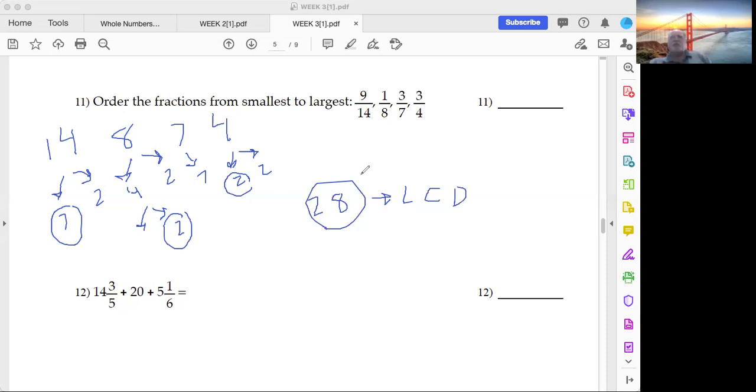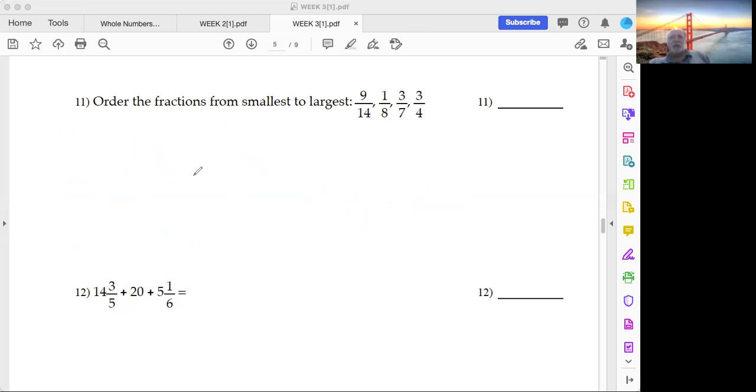So let's do that. Clear some space. All right. 9/14 is how many 28s? Well, it's 18/28 because you can multiply top and bottom by 2. Okay, 1/8 is how many 28s? Well, 7/8 times 3, 24. Let's see here.